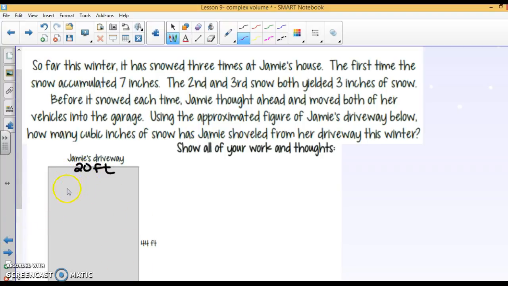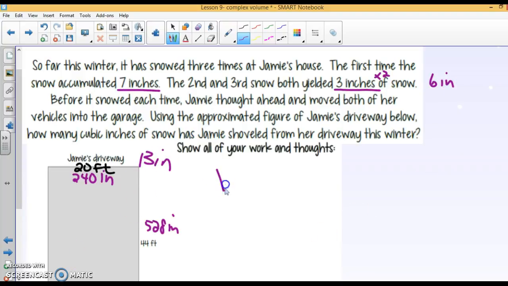So 20 times 12 is 240 inches is the length. And then 144 times 12, this is 1728 inches. Well, this is really the width and the length. Now, let's figure out how deep the snow was on our driveway for the whole time. It was 7 inches and 3 inches twice. So it'll be 6 inches. So it would be 13 inches deep.